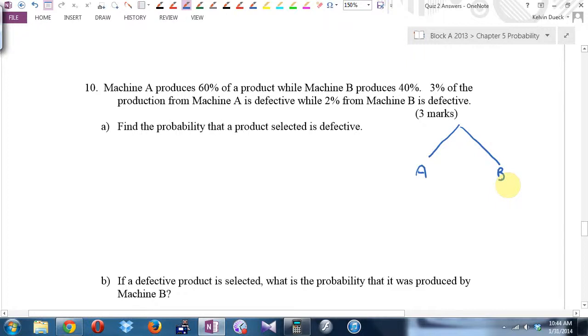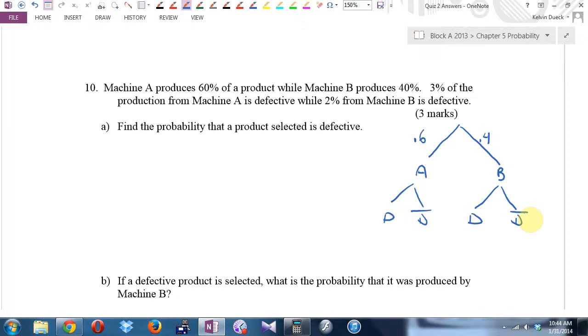What's the probability that it came from machine A? 60% as a decimal, 0.6, 0.4. Then we can be defective or not, defective or not. You're either one or the other. If you're from machine A, what's the probability that you're defective? 3%, so what's that as a decimal? 0.03, 0.97. If you're from machine B, 0.02, 0.98. I've got my tree, now I can answer the question.